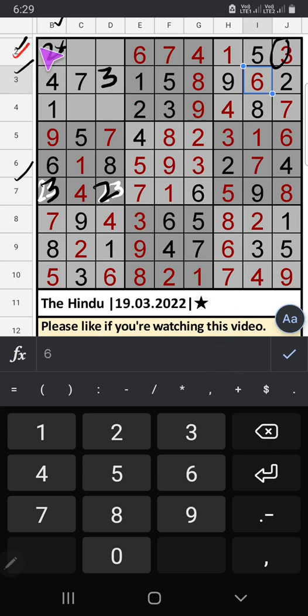Second row, only 2 numbers are remaining, 8 and 9. Column D we have 8. So 8 can't come in this cell. 8 is confirmed here, then 9 is here. Fourth row, 2 numbers are remaining, 5 and 6. Column C we have 5, so 5 can't come in this cell. 5 is confirmed here, then 6 is here.